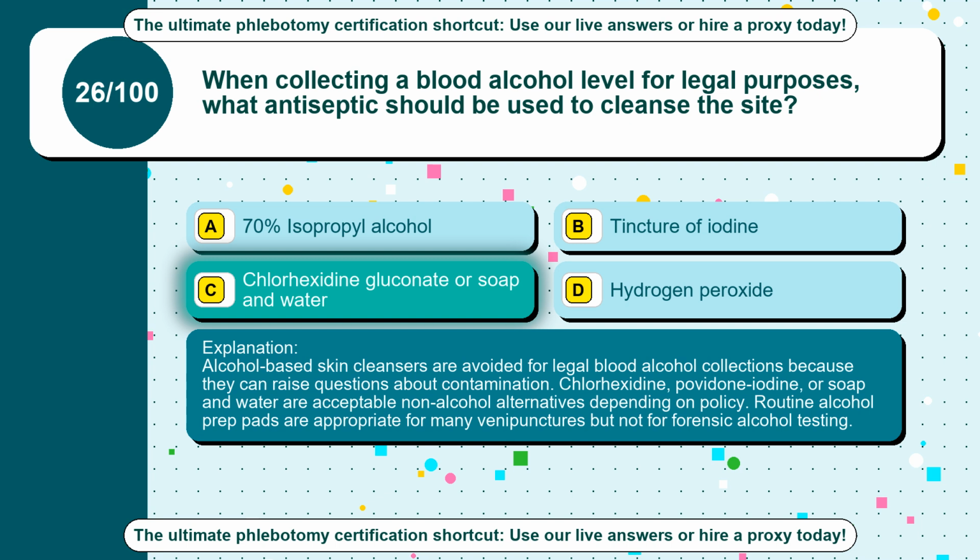Alcohol-based skin cleansers are avoided for legal blood alcohol collections because they can raise questions about contamination. Chlorhexidine, povidone iodine, or soap and water are acceptable non-alcohol alternatives depending on policy. Routine alcohol prep pads are appropriate for many venipunctures but not for forensic alcohol testing.